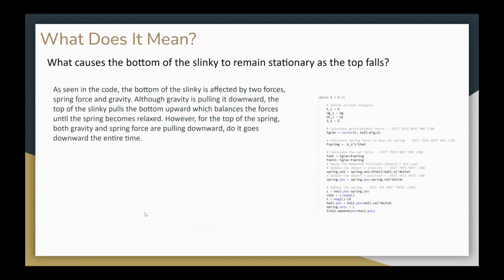So what causes the bottom of the slinky to remain stationary as the top falls? As seen in the code, the bottom of the slinky is affected by two forces, spring force and gravity. Although gravity is pulling it downward, the top of the slinky pulls the bottom upward, which balances the forces until the spring becomes relaxed. However, for the top of the spring, both gravity and spring force are pulling it downward, so it goes downward the entire time.